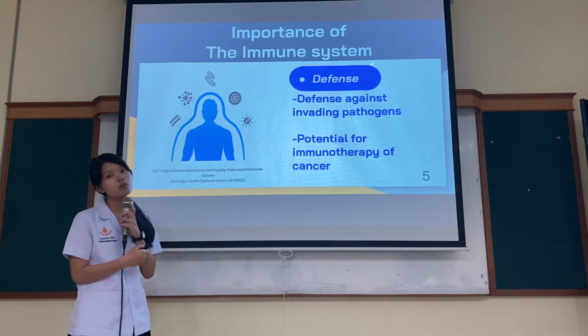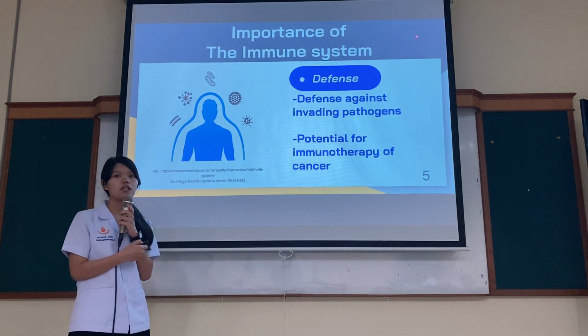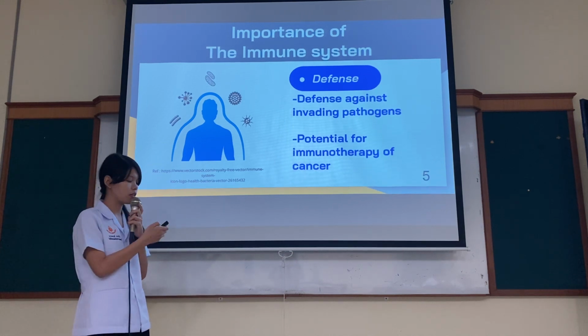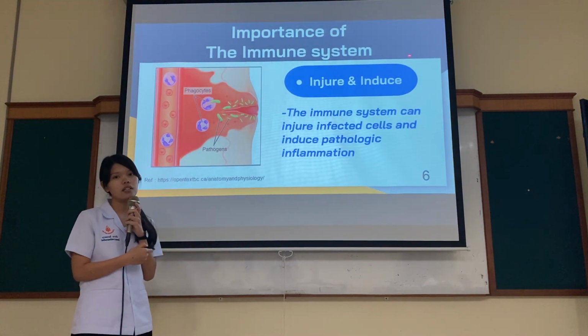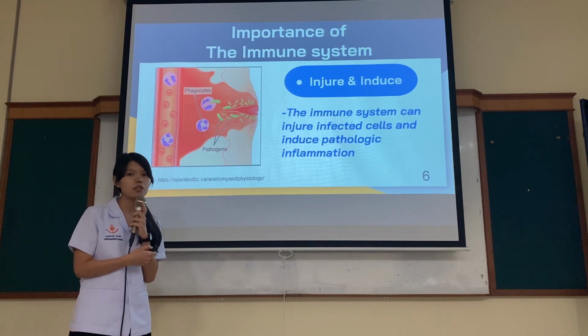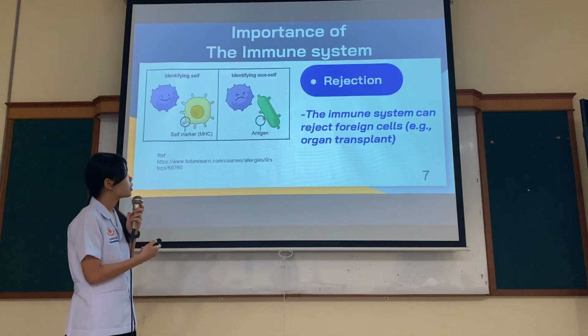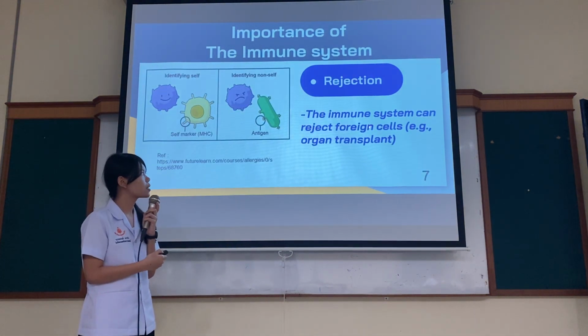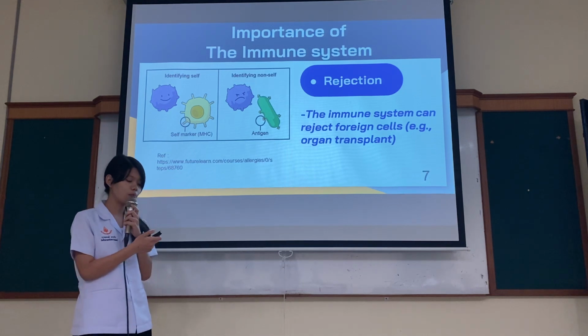Next, I'm going to talk about the importance of the immune system. First, defense. The immune system defends against infection and tumors. Second, injure and induce. The immune system can injure infected cells and induce pathologic inflammation. Third, rejection. The immune system can reject foreign cells such as organ transplants.